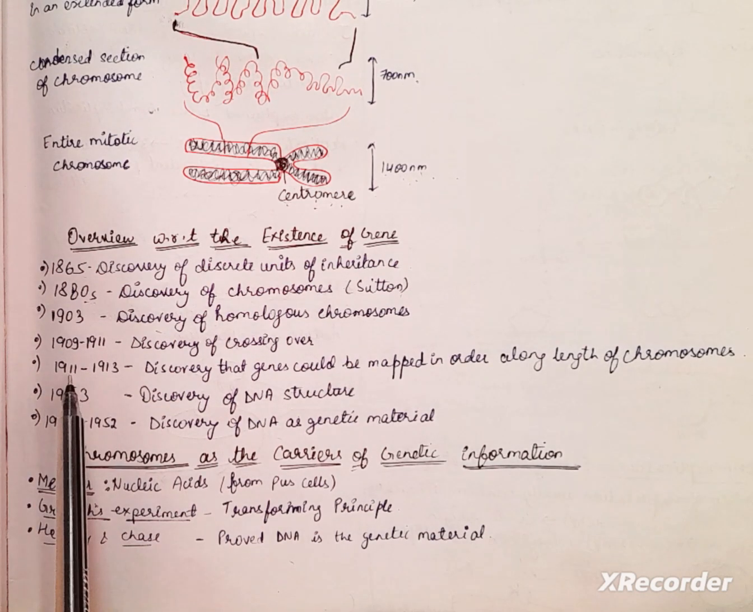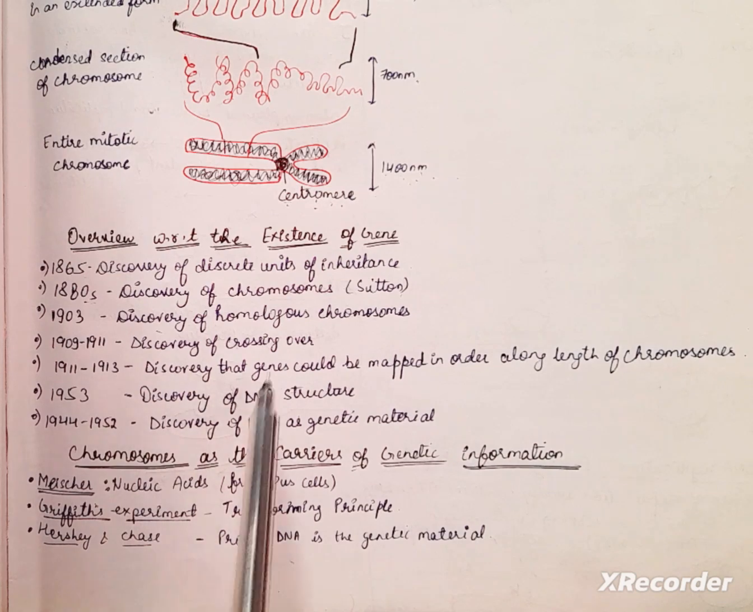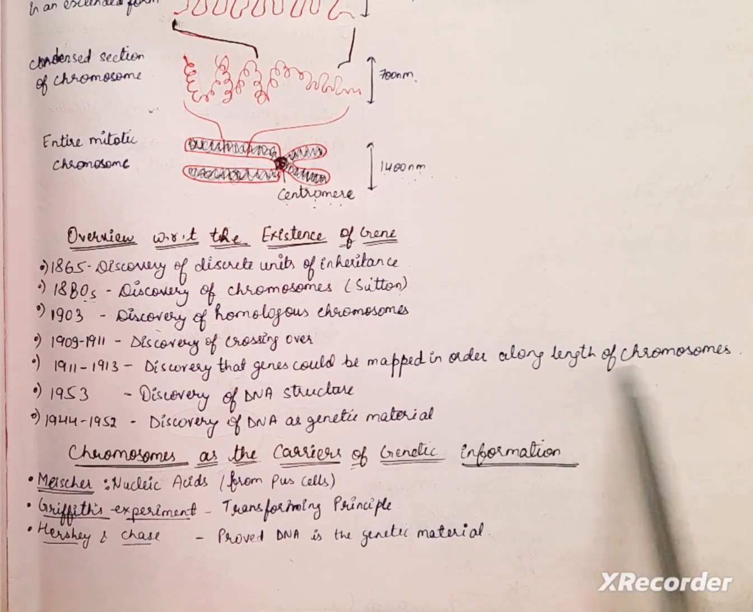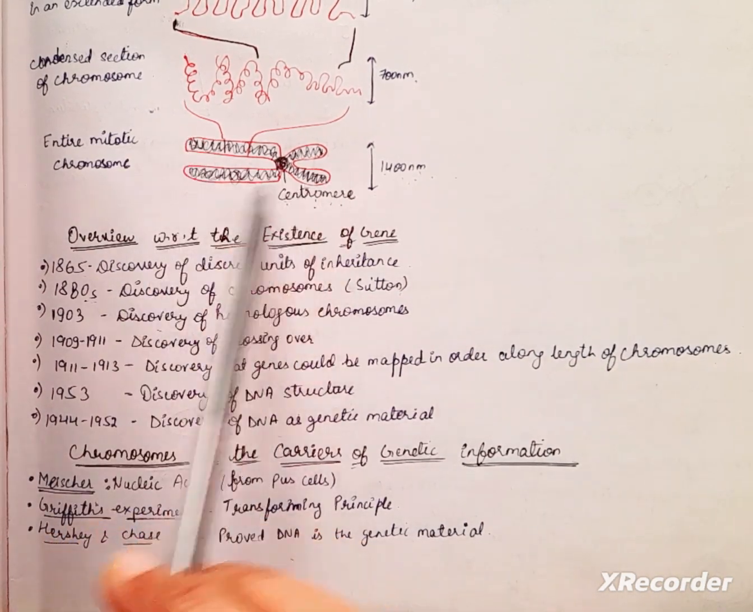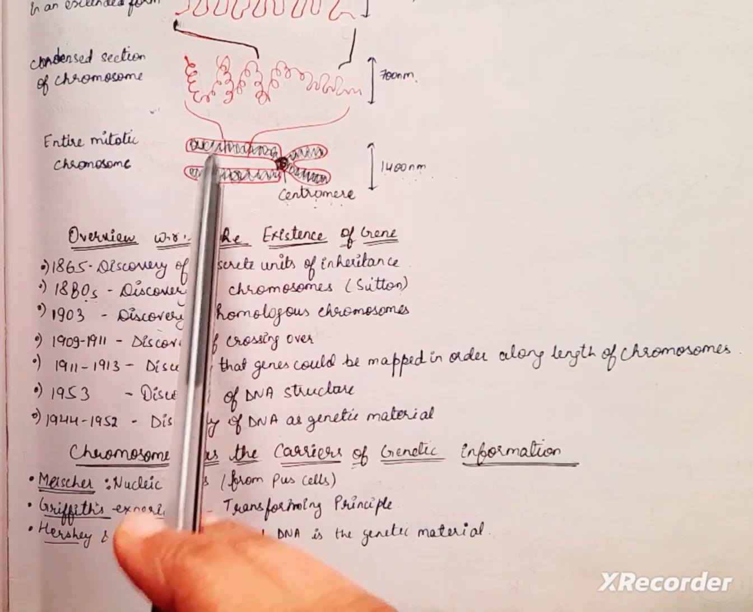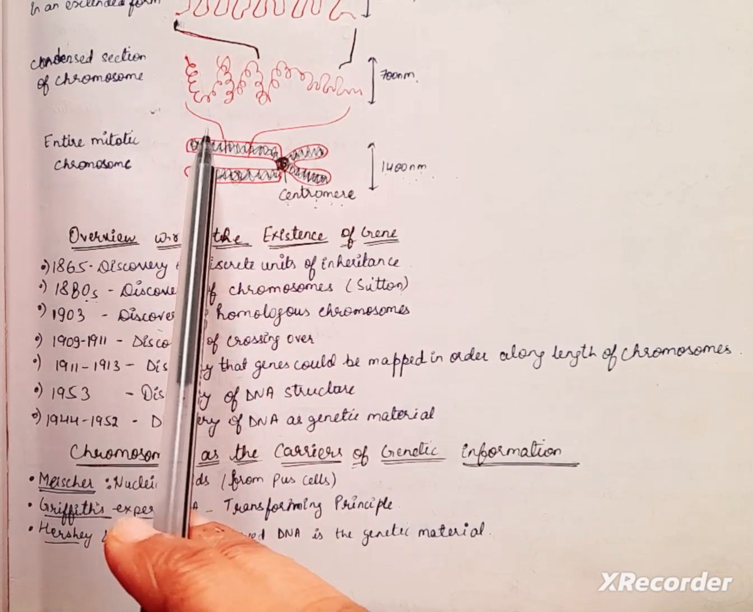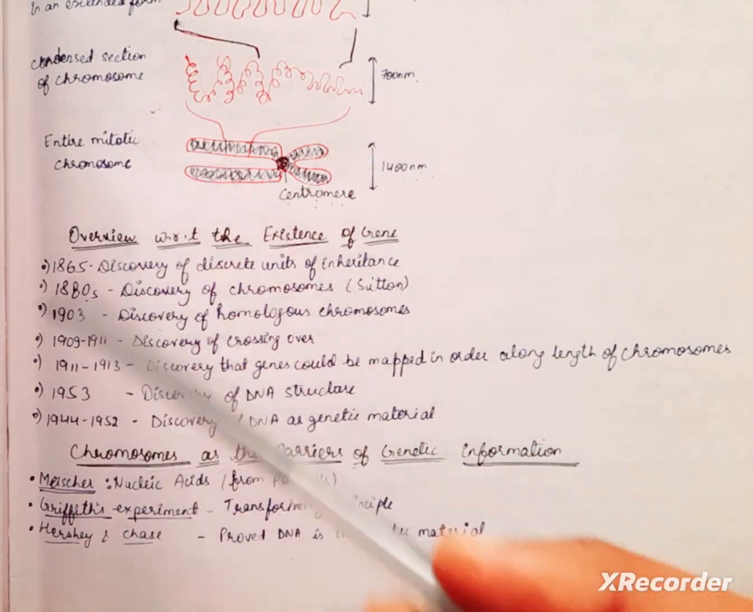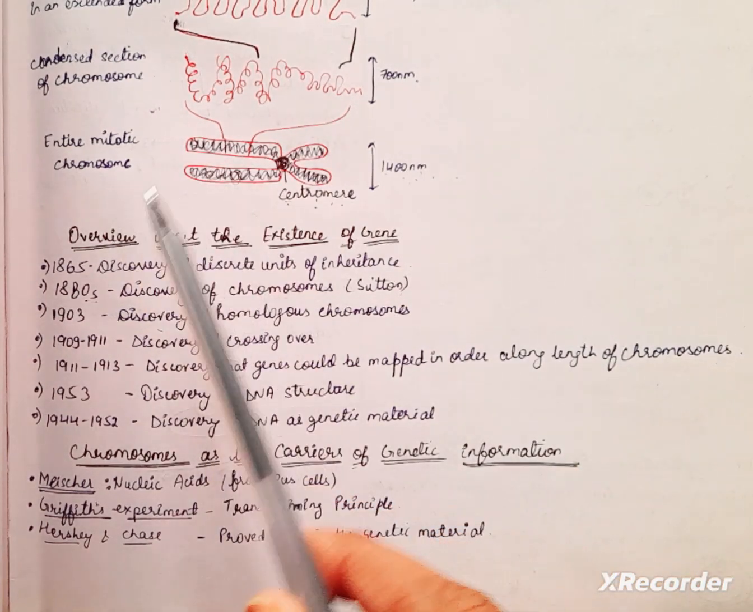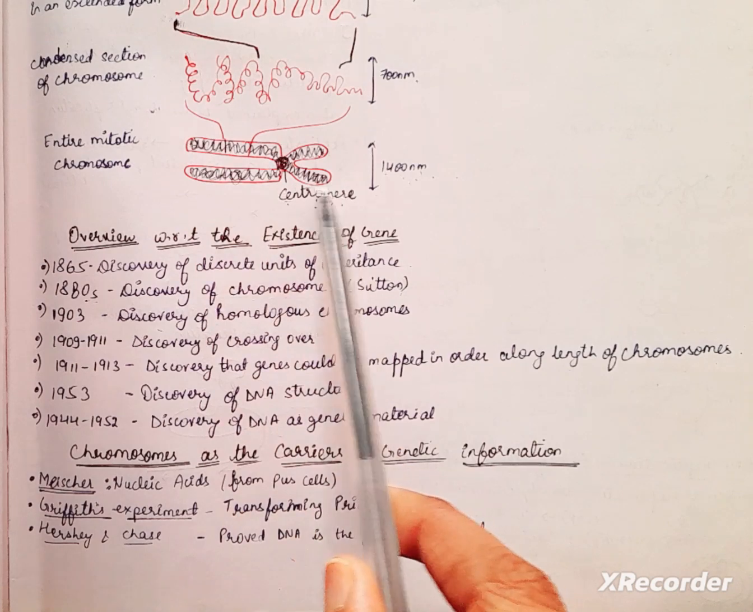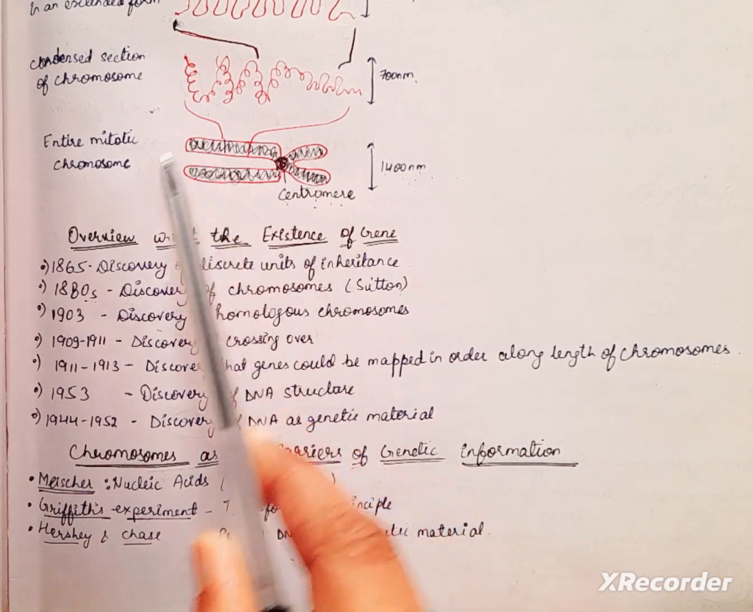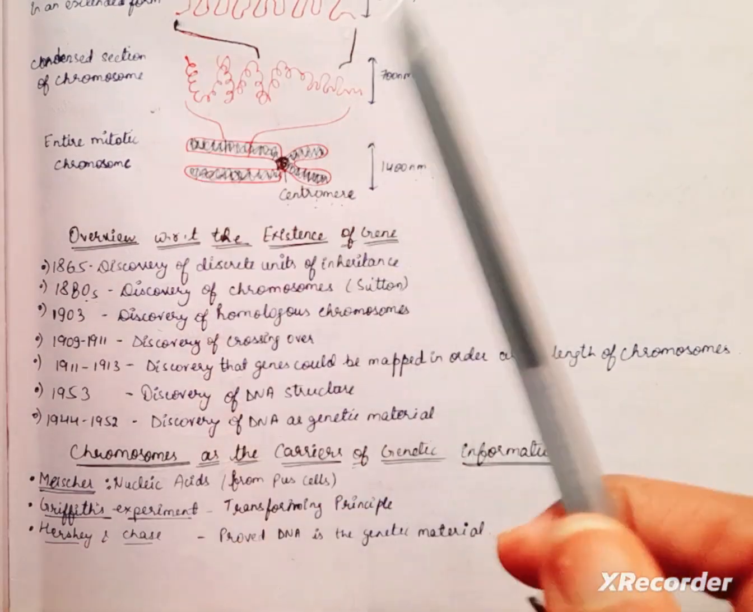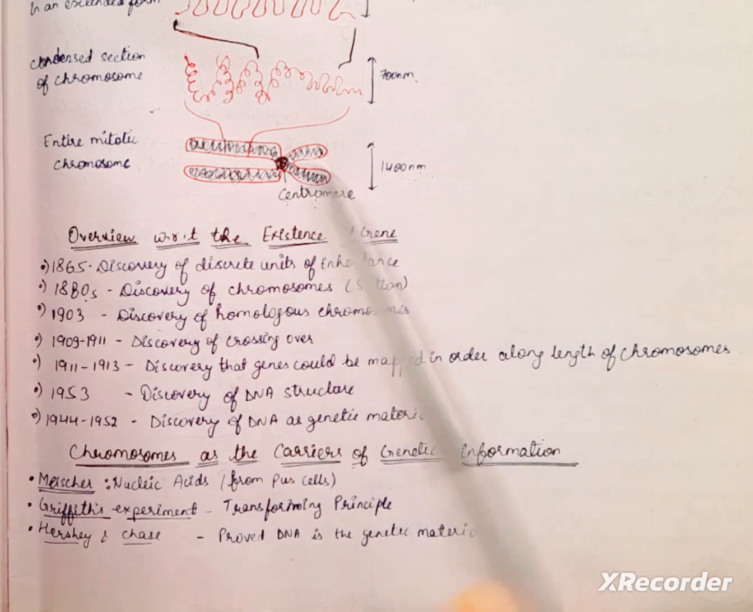From 1911 to 1913, it was discovered that we can map genes along the length of the chromosome. For example, if this is a chromosome, along its length we can map which gene or DNA region is responsible for which character. So along the length of the chromosome, we can map which gene is responsible for what character.